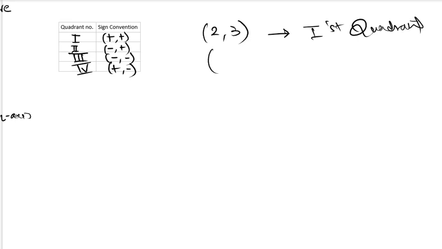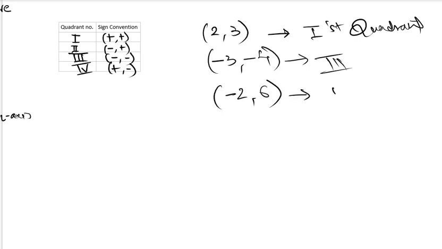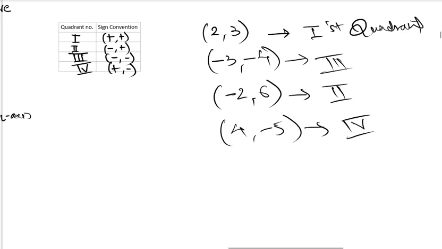Where does minus 3 comma minus 4 lie? Third quadrant. Where does minus 2 comma 6 lie? Second quadrant. Where does 4 comma minus 5 lie? Fourth quadrant, and so on. So just by looking at the signs of the numbers, you can predict in which quadrant they are lying. Now let us plot these points and check.